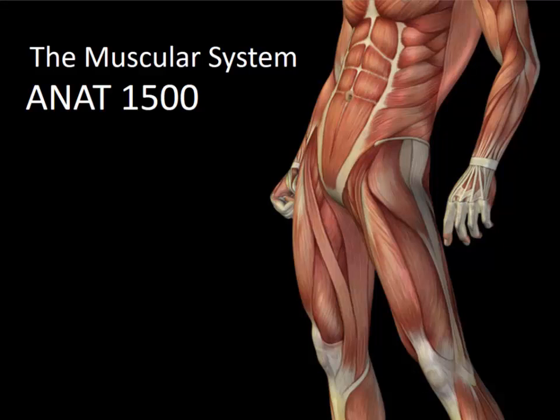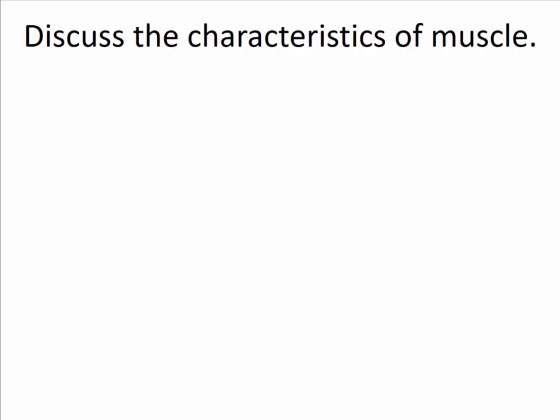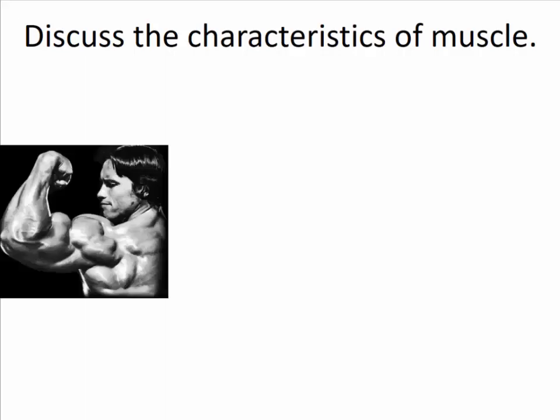Unit 8 is the muscular system. Let's start into the muscular system by discussing the characteristics of muscle. The first characteristic of muscle that we'll look at is contractility. Muscle fibers can shorten when stimulated.